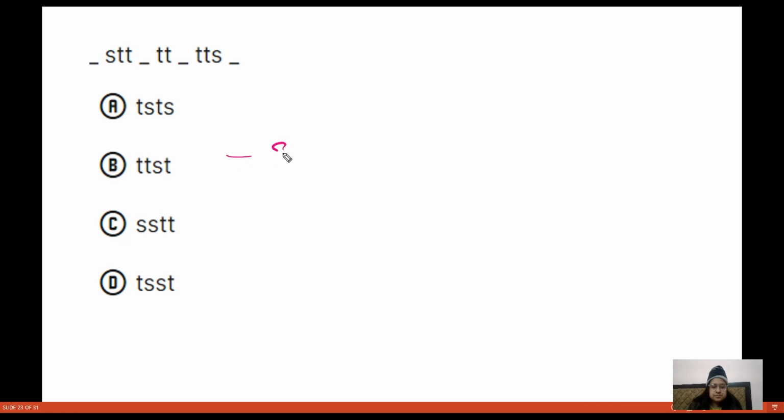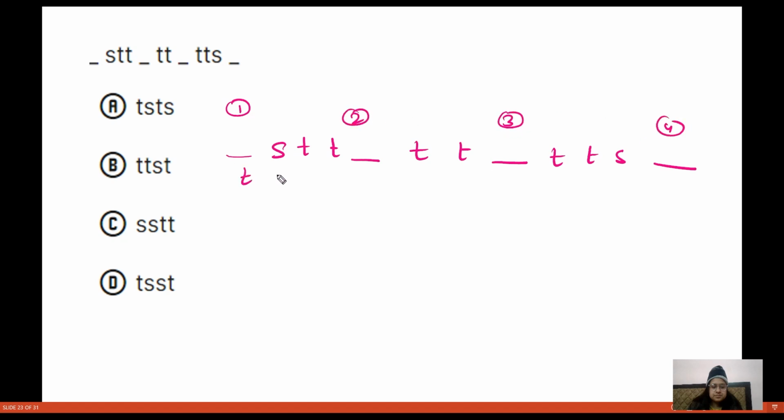So you have dash S T T dash T T dash T T S dash. Now see, this is blank number 1, blank number 2, 3 and 4. In the first one we are putting T, then S, so we have T S T. Then we have this T S T, then T T, T T T. Not getting it. And then we have T S S. So our sequence is getting disturbed. TST was fine.